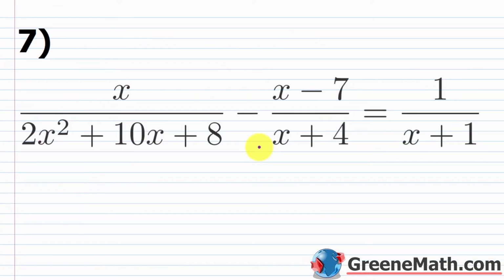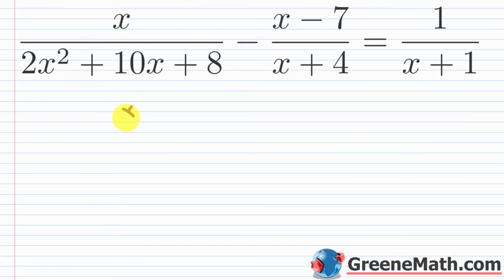All right, let's take a look at problem 7. So we have x over 2x squared plus 10x plus 8, then minus x minus 7 over x plus 4, and this equals 1 over x plus 1. Let me just rewrite this.